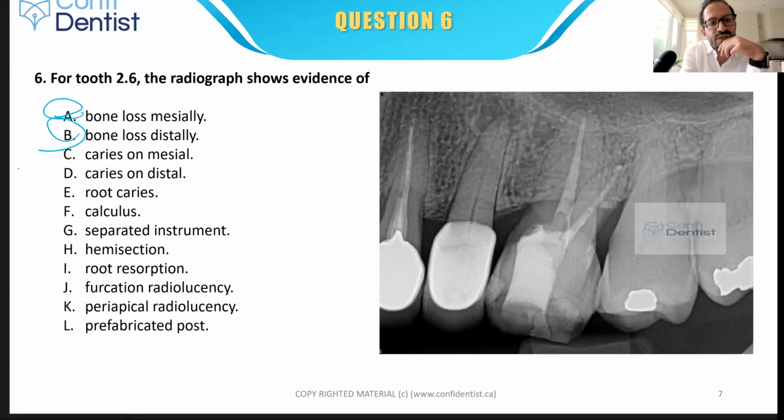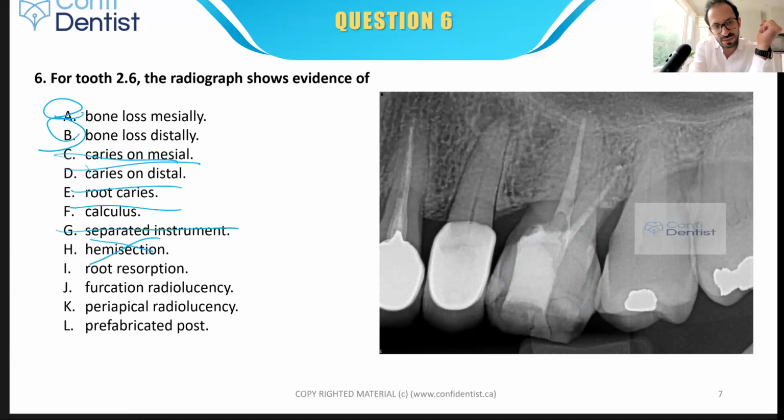So A and B, no separated instrument. It's not a hemisection. That's the whole point of this question. Not a hemisection. This is just root resection. Hemisection is associated with the removal of the tooth crown. Root resection is just for the root.